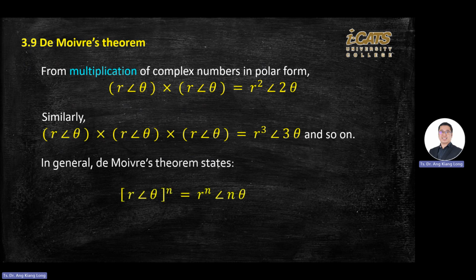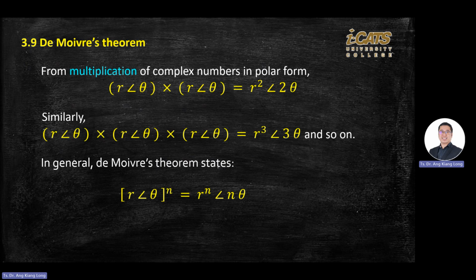So in general, DM theorem states this. If the question asks you to solve using DM theorem, the first step, we expect you to write this general equation in your answer. You write bracket r angle theta, power n, equal to r to the n, and the angle multiplied by n. n is how many times you multiply. And this one is in polar form.